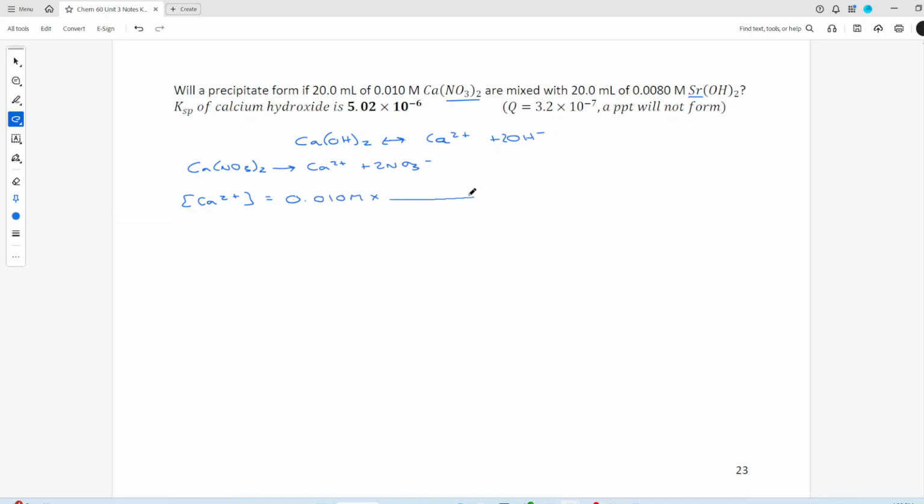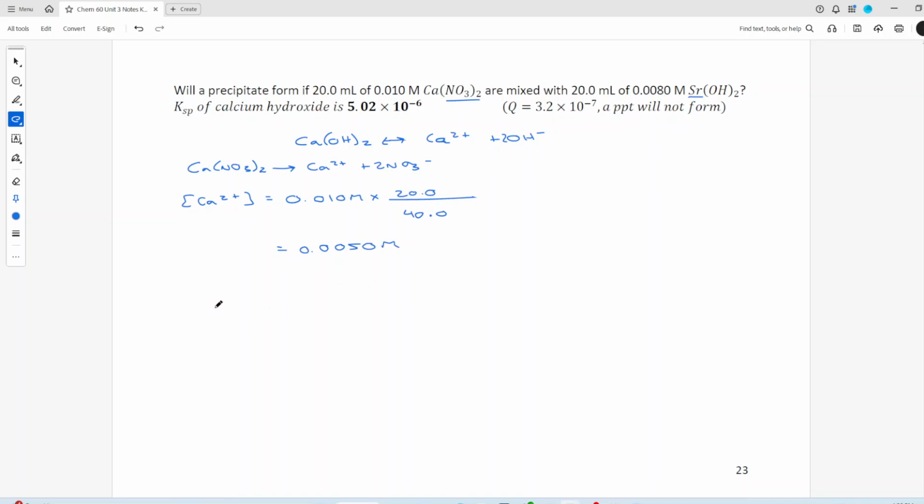Then we're going to do the solution dilution. So it's coming with 20 milliliters and it's going to be diluted up to 40. Oh, this is going to be nice numbers. So we've got 0.01 times 20 divided by 40, or just divided by 2. I'm going to put myself back in normal mode. And I get 0.0050.